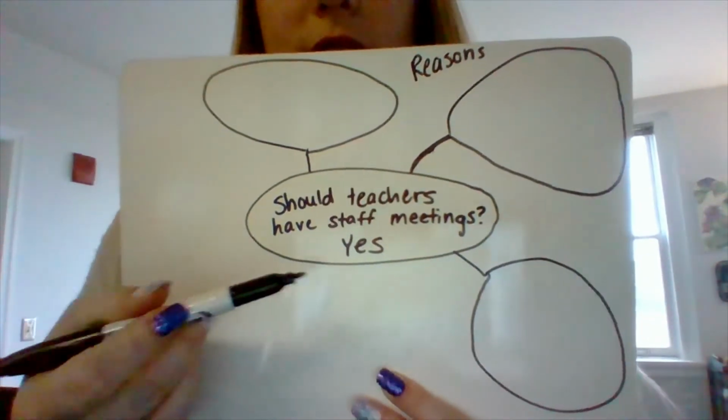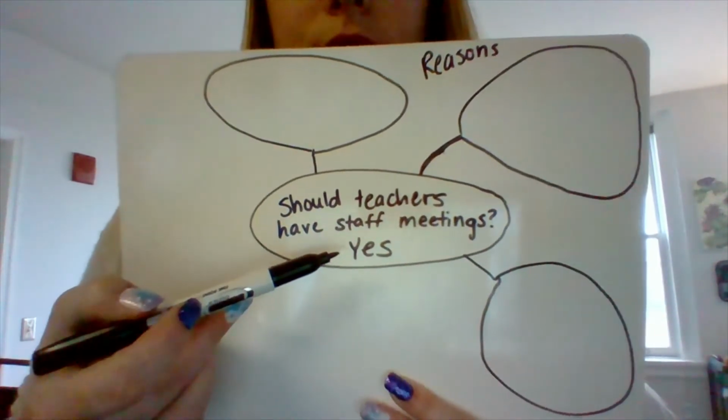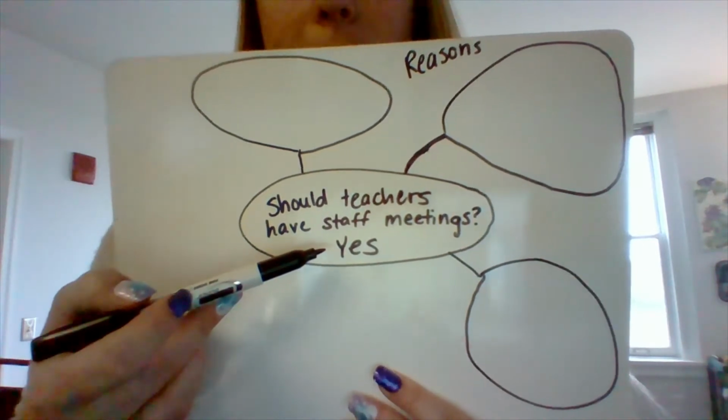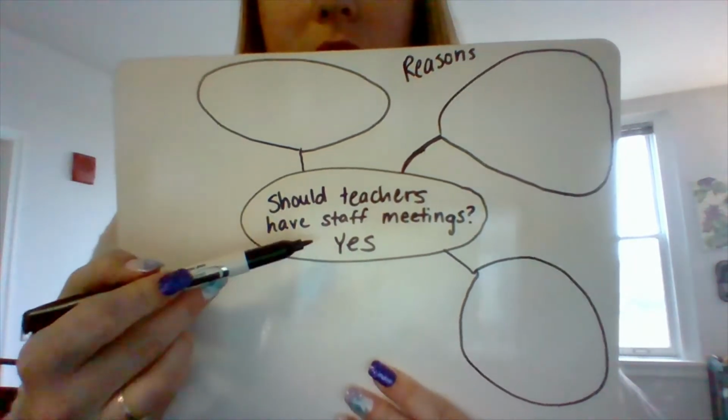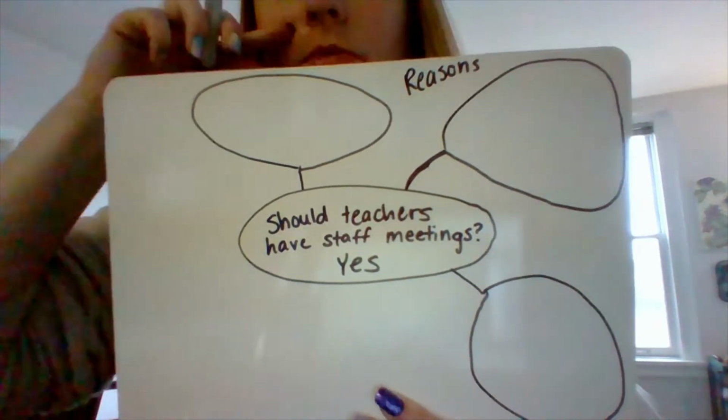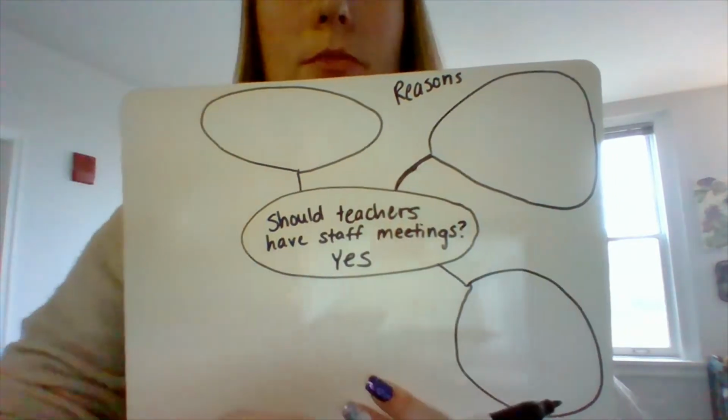So my first bubble here, I'm going to state either yes or no. Should teachers have staff meetings? I'm going to say yes. So in that first bubble, still in the same bubble, write your answer. Yes or no. Okay? So the question and the answer go in the same bubble. In all these other bubbles, you're going to put the reasons why you think that.